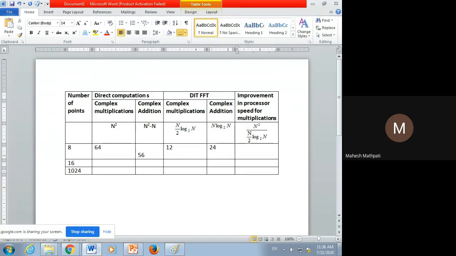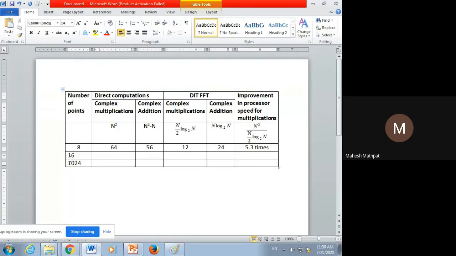Now if we substitute all these values, n square divided by (n by 2) log to the base 2 of n. N square is 64, divided by 12. The value goes to 5.3 times faster than the normal DFT. Understood?